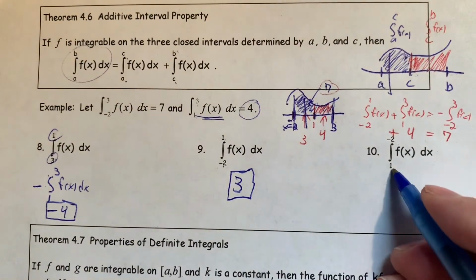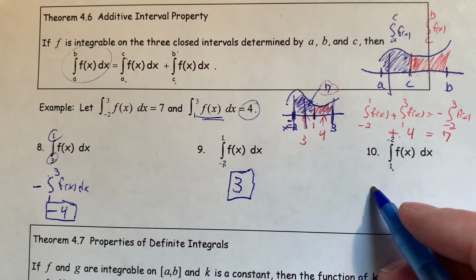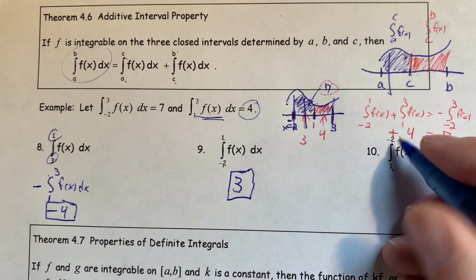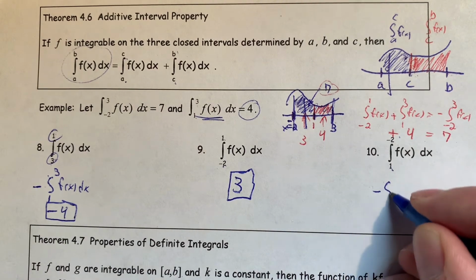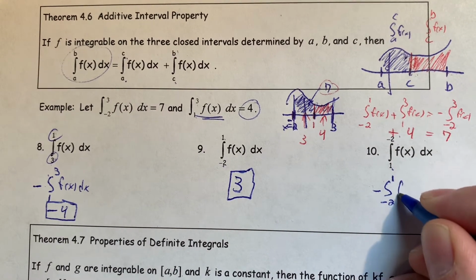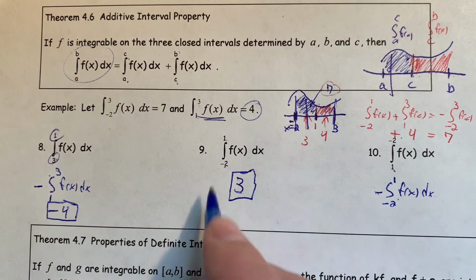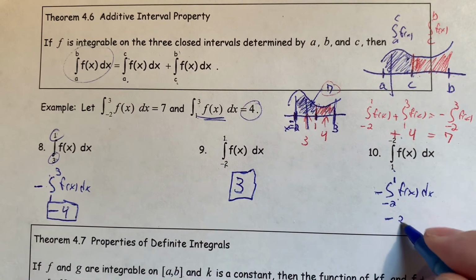What about the integral from 1 to negative 2 of f of x? Well, hopefully we see this as backwards. It's going the wrong way. It needs to go from smallest to biggest. So the integral from negative 2 to 1 of f of x dx. But we need to make it negative, and we already found that. That was negative of 3.